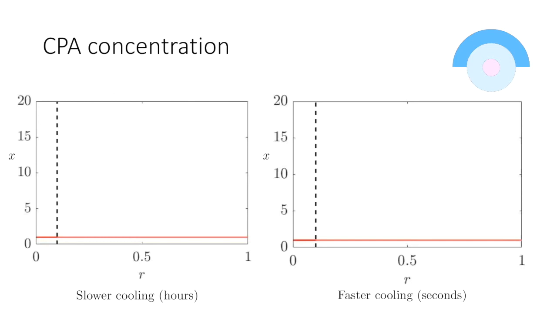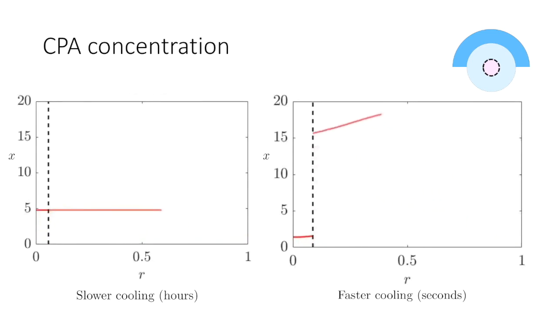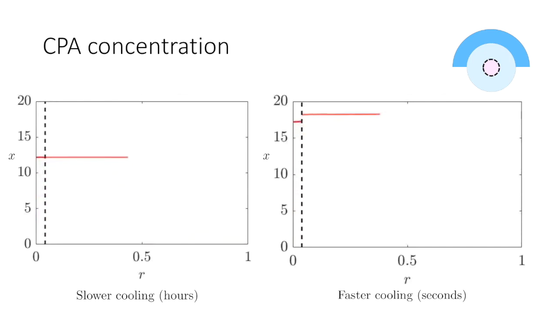Now I'm going to show you the CPA concentration in the system over time. Again, we have slow cooling on the left and fast cooling on the right. This time, the dashed line is the position of the cell membrane. You can again see the spatial dependence that appears for fast cooling, which is just not present for slow cooling. This is despite the fact that both simulations end with the same solutions of CPA concentration in the system. It is the transient behaviour that is different between the two cooling rates.